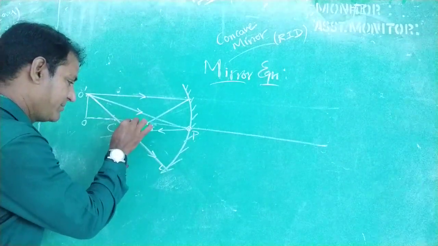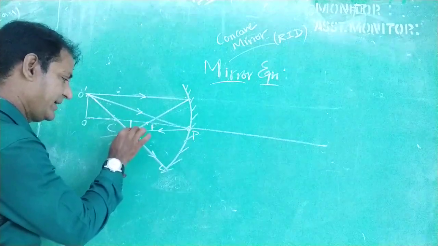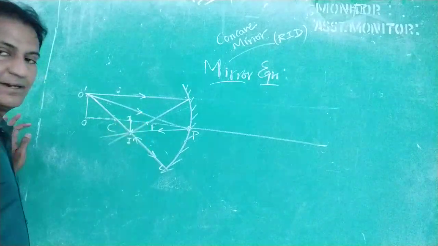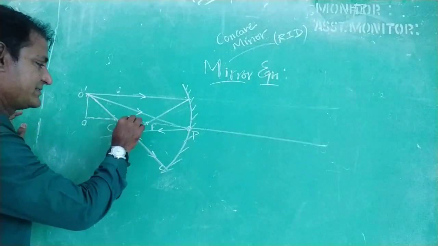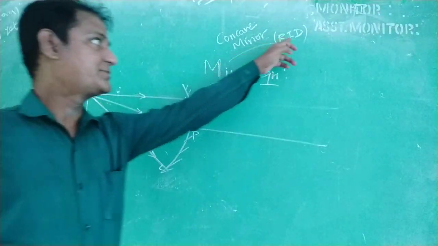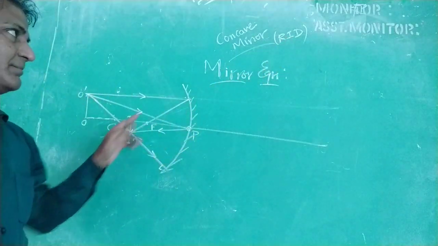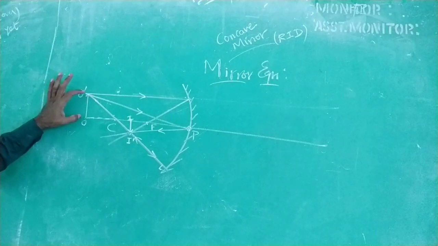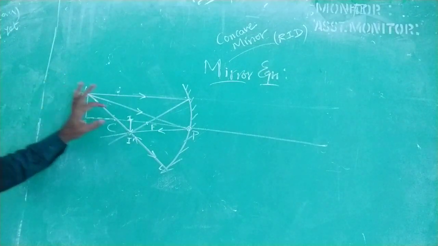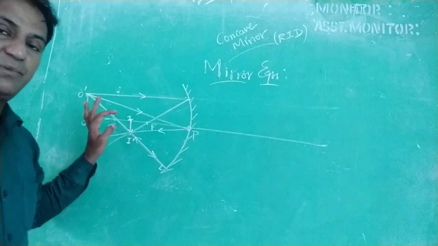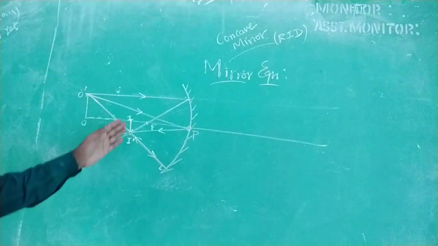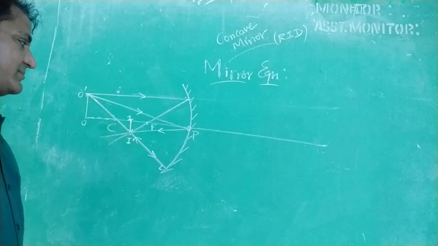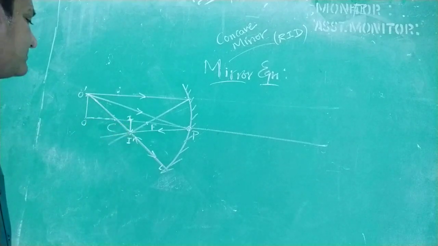So I draw a perpendicular line with an arrowhead down. So this is I dash, which is inverted. So the image is inverted, real, and also diminished. When you compare the size of the object, the image obtained is diminished, right? So I get an image which is inverted like this. So I dash is the image obtained.